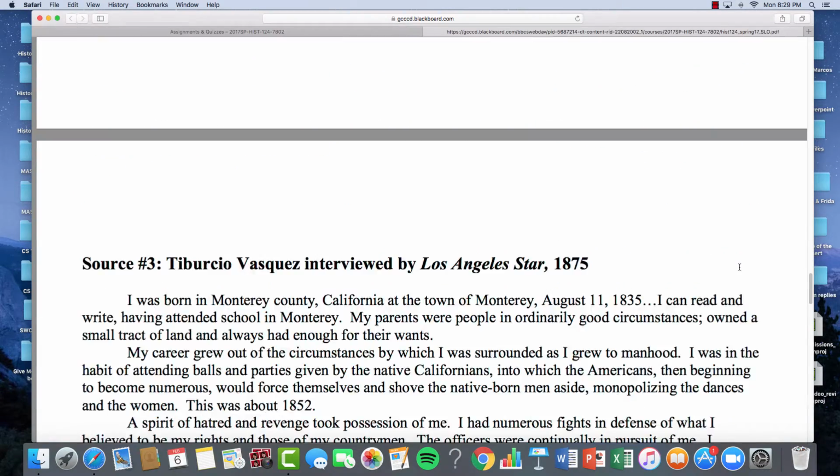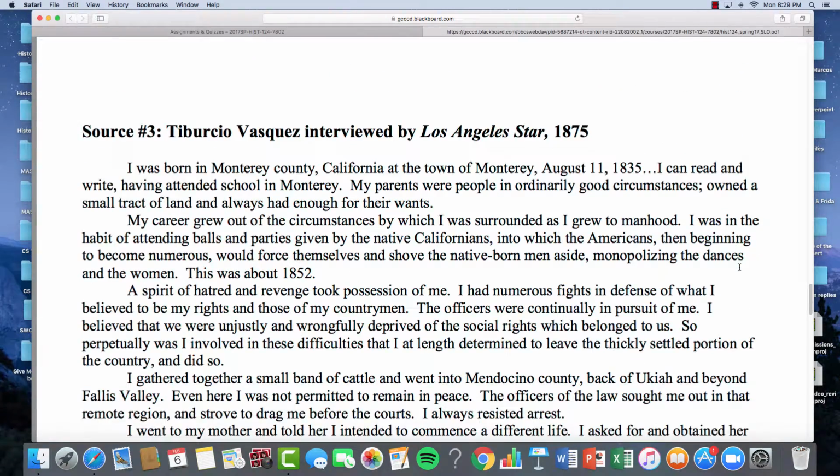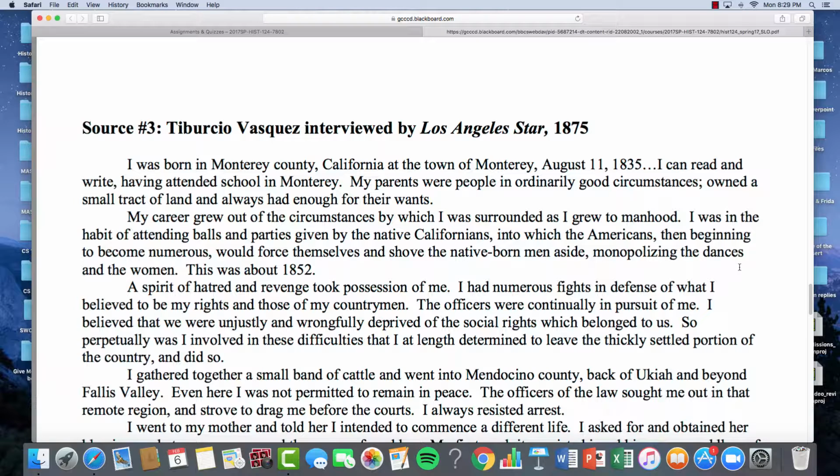All right. The third source is an interview that actually took place in 1875. It's an interview with the legendary Mexican by the name of Tiburcio Vasquez. And Tiburcio Vasquez was of the upper class Californios. These were the upper class Mexicans who, you might say, dominated California politics and society up until the Gold Rush era. And Vasquez talks about how that began to change in the early 1850s, in 1852.